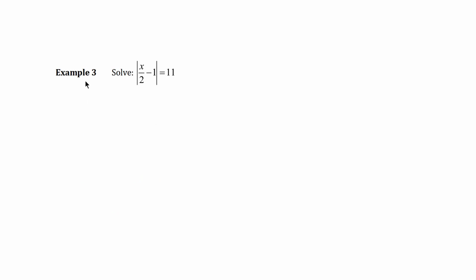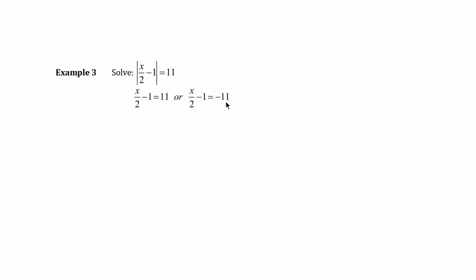Next, we have example number 3, where we need to solve the absolute value of x over 2 minus 1 equals 11. Since the absolute value is equal to a positive number, we can apply our first absolute value rule and rewrite the equation as x over 2 minus 1 equals 11, or x over 2 minus 1 equals negative 11.